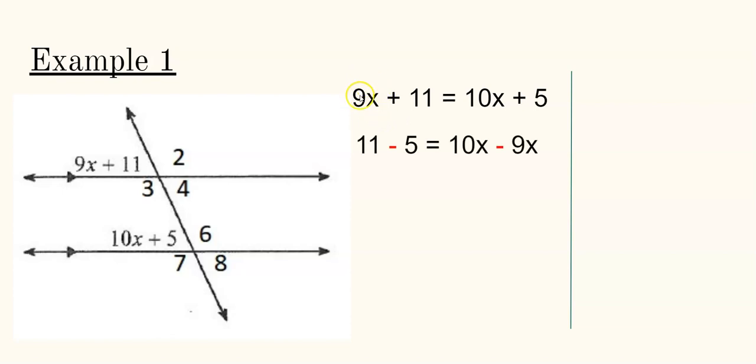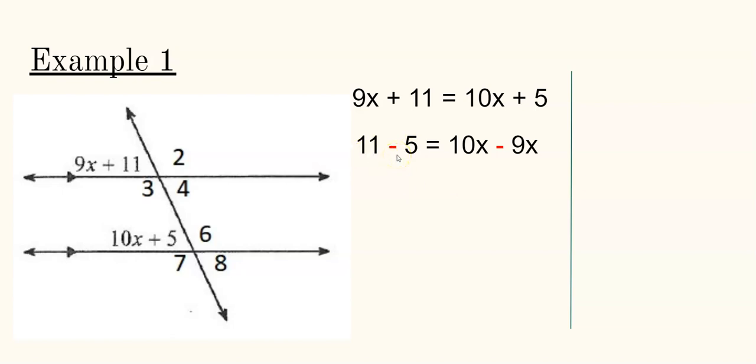So 9x was brought over to the other side of the equal sign by doing a subtraction. The reason being is that right now this was a positive 9 right here. So anything that moves across the equal sign will have to change the sign from positive to negative or negative to positive. And this right here was a 5. So since it's a positive 5, when it crosses over the equal sign, it becomes a negative 5 instead.